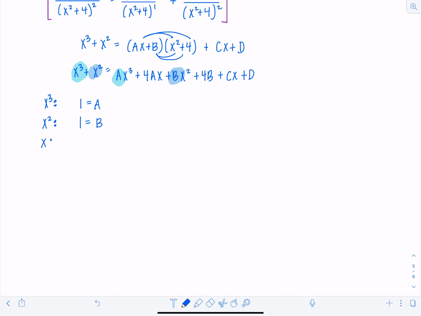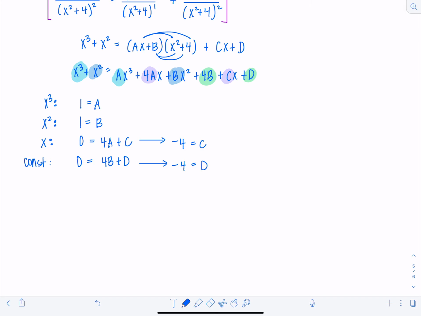Okay, what about the x to the first power? There's no x's to the first on the left-hand side. And then I have 4ax plus c. So 4ax plus c must be 0. And then what about the constants? There's no constants on the left, and that must equal 4b plus d. But I already know that a is 1, right? So that means -4 is equal to c. And I also already know that b is 1, so that means -4 is equal to d.